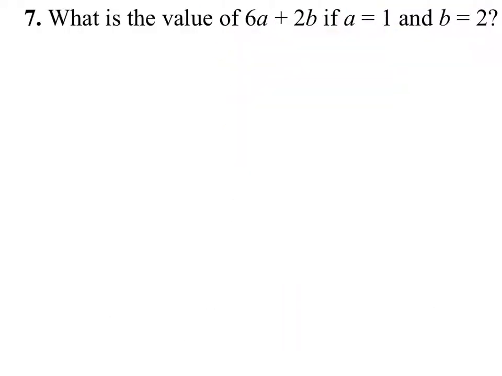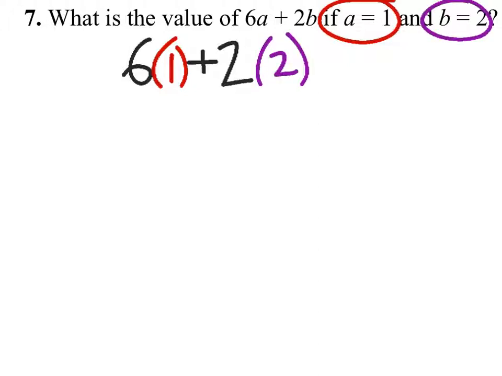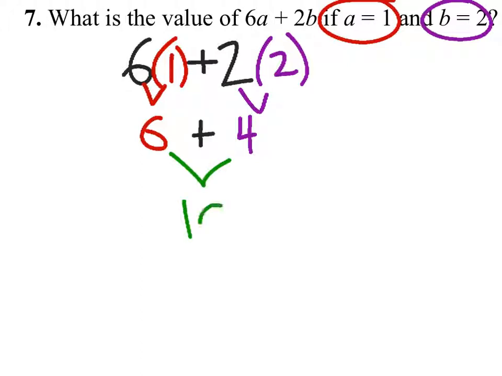All right, what is the value of 6a plus 2b if a is 1 and b is 2? Well, we got 6a plus 2b. And all we're going to do is replace these two letters with the values that they give us. So, a is 1, so I'm just going to replace a with 1. And I'm going to replace b with the b value they gave us, which was 2. Now, using the order of operations, 6 times 1 is 6. 2 times 2 is 4. So I got 6 plus 4, which is 10. It's 10.